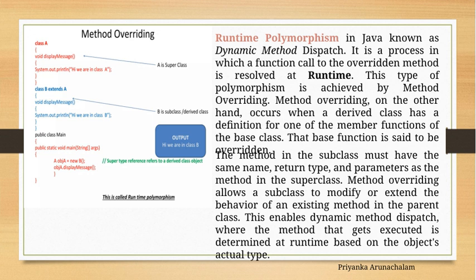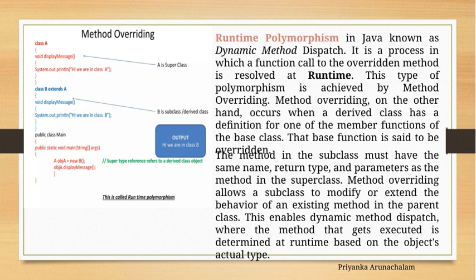This process is achieved through method overriding. To clarify, method overriding happens when a subclass provides its own version of a method that already exists in the base class. The base class method is said to be overridden because the subclass redefines it with its own implementation. The crucial point here is that the method in the subclass must have the same name, return type, and parameters as the method in the superclass. This uniformity ensures that Java can correctly identify the overridden method.